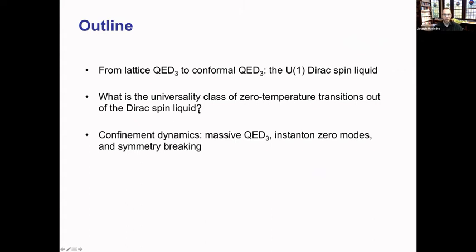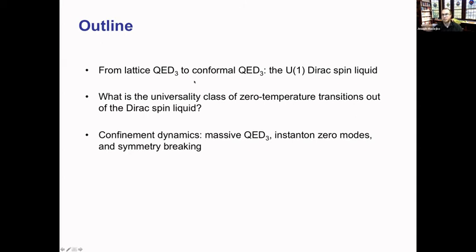Then I'll focus on 2 main subjects. The first part will be the longest, which will be essentially trying to describe various universality classes of zero temperature transitions out of this conformal QED3 phase, out of this Dirac spin liquid phase, and how these might differ from conventional universality classes of non-fractionalized states of matter. So here the methodology will be either perturbative expansion using the epsilon expansion or non-perturbative, but expansions in terms of a small parameter, namely the large N expansion.